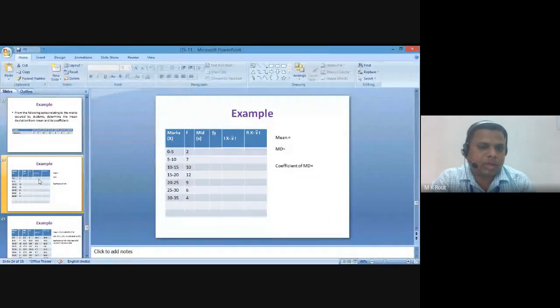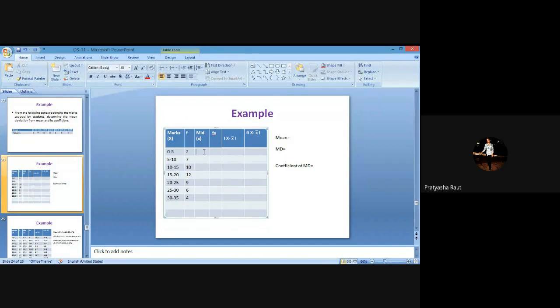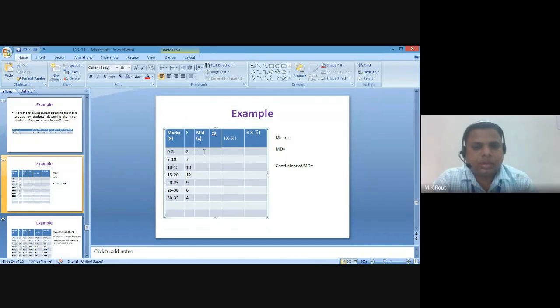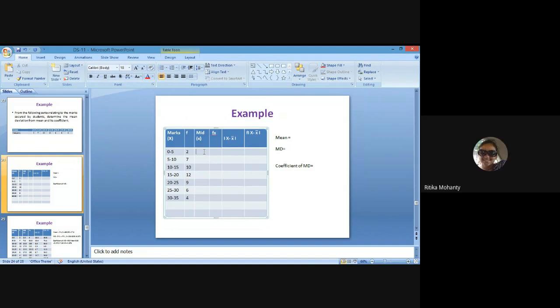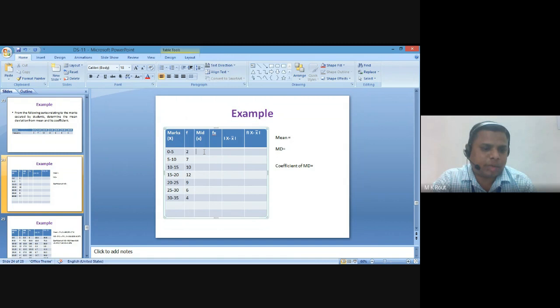You have to calculate the mid value, because in case of continuous series, for calculating the mean, or for calculating x minus x bar, you have to use the mid values. What is the mid value for the first row? 2.5. For the second row, 7.5. For the third row, 12.5. The next row, 17.5. The next one is 20 plus 25, that is 22.5. Then 27.5, that is 25 plus 30. And the last one is 32.5.